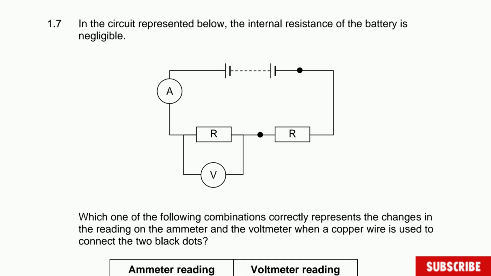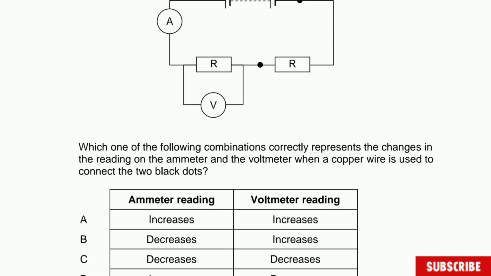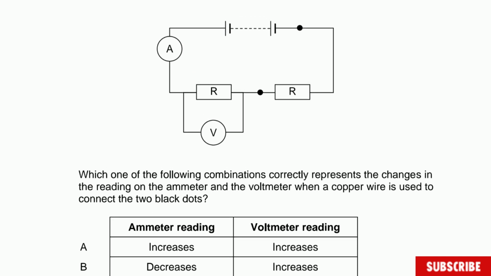This question says, in the circuit represented below, the internal resistance of the battery is negligible. Obviously, at this point of the year, you didn't do internal resistance, and you have this circuit. Which one of the following combinations correctly represents the changes in the reading of the ammeter and the voltmeter when the copper wire is used to connect the two black dots there? So they say you are going to take a copper wire and you are going to connect these two dots here. So if you do that, that means that this side of the circuit is going to get shorted out. Alright, so now you have 1 resistance less that was connected in series.